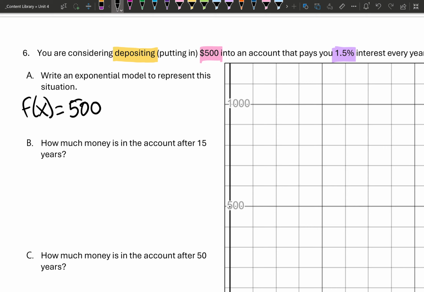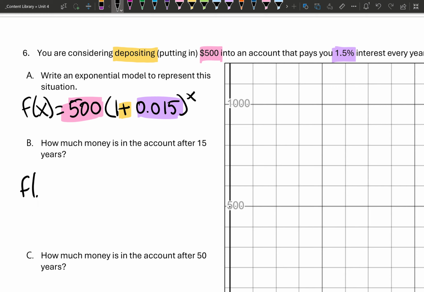So first let's write a function. F of x equals 500 times 1 plus 0.015 to the power of x. And again, on the note of the very little money that you're going to be earning if you use a savings account, if you don't put your money into a savings account, it doesn't grow at all. So, yeah. Let's see how much money we're going to have after 15 years.